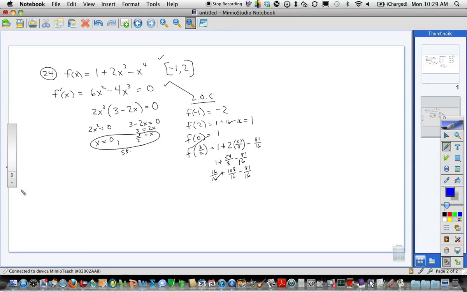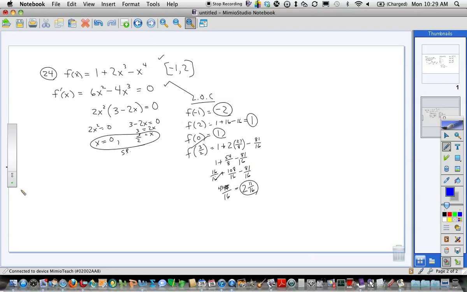which is what? A lot of 16. 108 minus 81, that'd be 27 plus 16, that'd be 45/16. Is that right? I think that's right. 124 minus 81. No, is it 43? It's 43. Yeah. 43 sixteenths, which would be 2 and 11 sixteenths. All right.